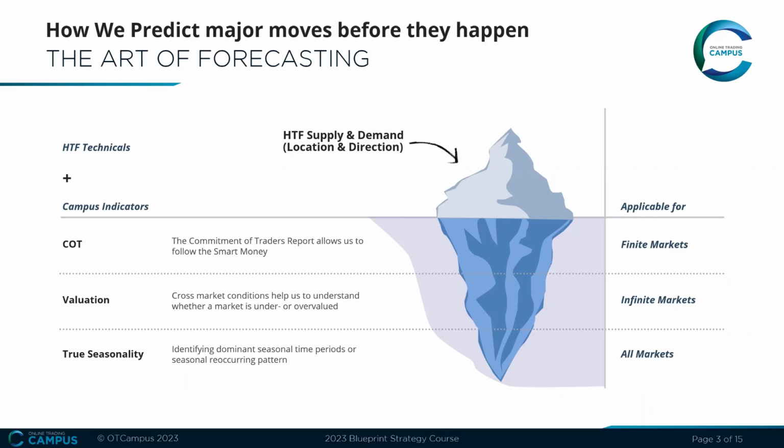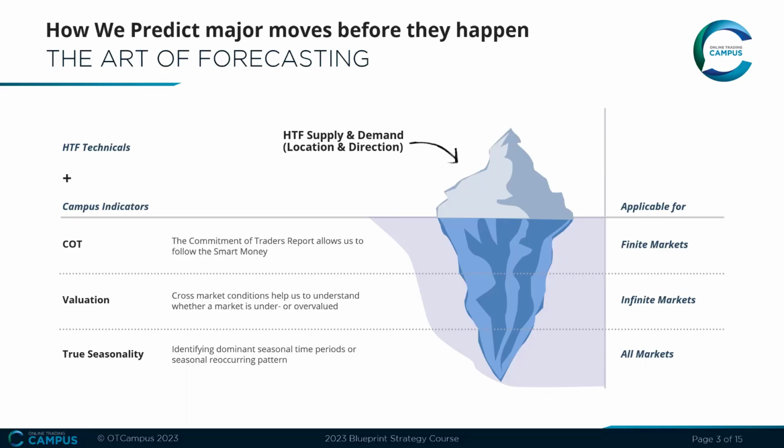So the art of forecasting, or in other words, the art of finding the markets that set up the best, is a combination of higher time frame technicals and fundamentals. Higher time frame technicals plus fundamentals equals a good trade setup. Let me repeat that. Okay, everyone write this down. Higher time frame technicals plus fundamentals equals a good trade setup.